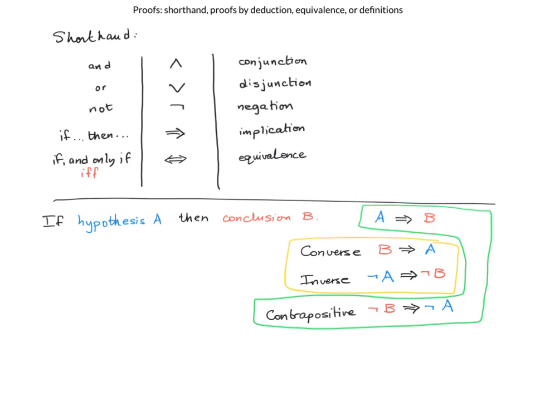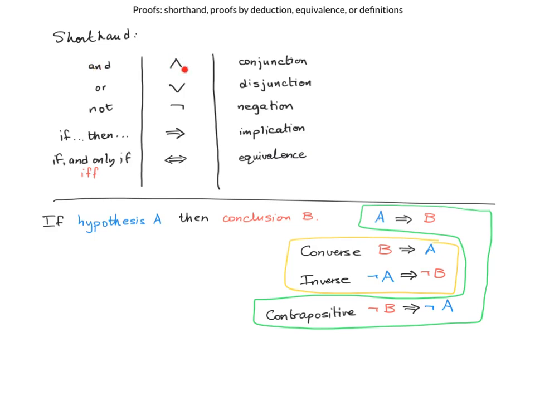This lesson is about proofs, or at least an introduction to proofs. We're going to talk a little bit about shorthand, and then we're talking about proofs by deduction, proofs by equivalence, or proofs by definitions. So first of all, some shorthand. We have words like and, or, not, if, then, if and only if, which you should have learned in geometry.